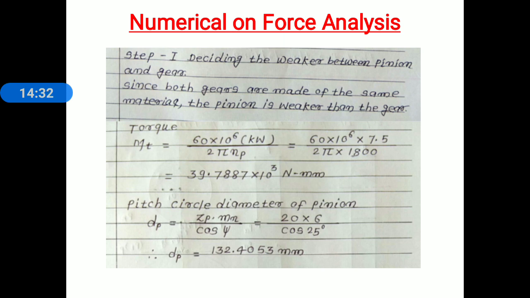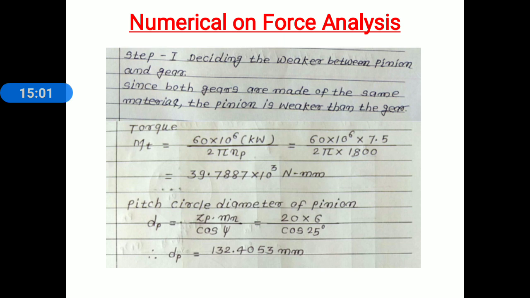Next, pitch circle diameter of pinion. Why we find out the pitch circle diameter of pinion? Because here pinion is weaker, that's why we know all the parameter of pinion. Now the pitch circle diameter of pinion, that denoted by letter D suffix P. We know the formula to get the pitch circle diameter of helical gear, Z suffix P into M suffix N divided by cos psi. Z suffix P number of teeth on pinion, M suffix N normal module divided by cos psi. Now substitute the values.